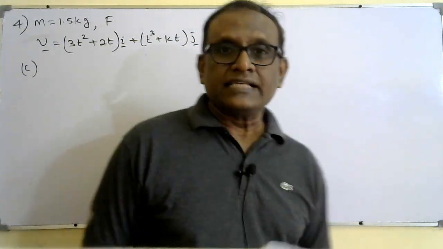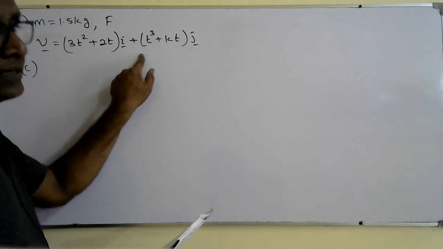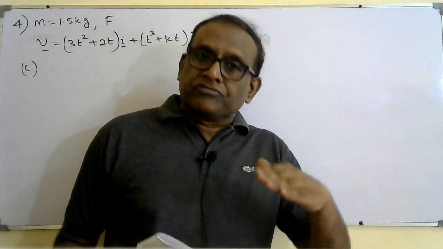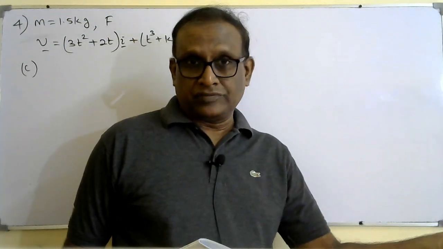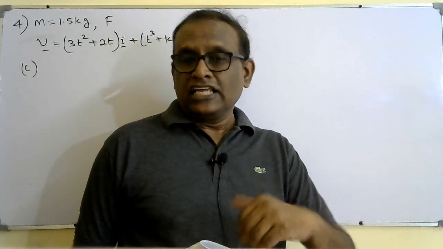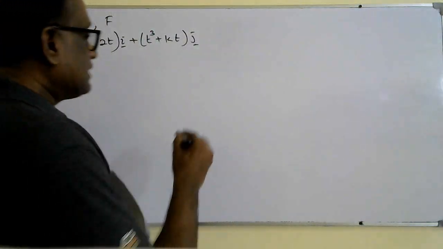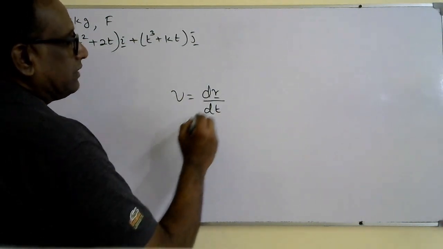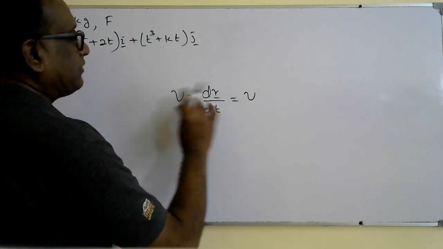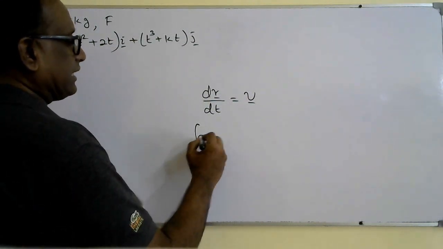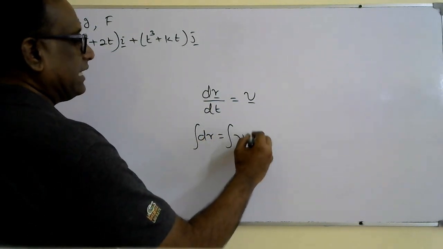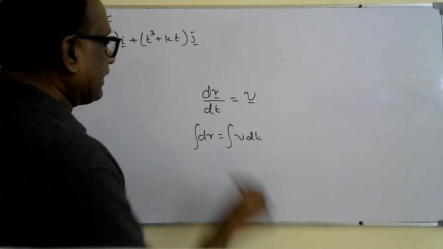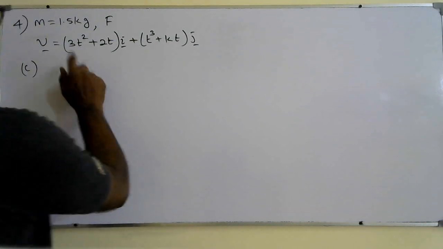We know the velocity vector is given in the question. It is a time dependent velocity vector. When you differentiate the velocity vector, you get the acceleration vector. If you integrate the velocity vector, you get the position vector, because velocity is given by dr over dt. Differentiation of the position vector is the velocity vector, so dr equals the integral of v dt. So we will integrate the given velocity vector.